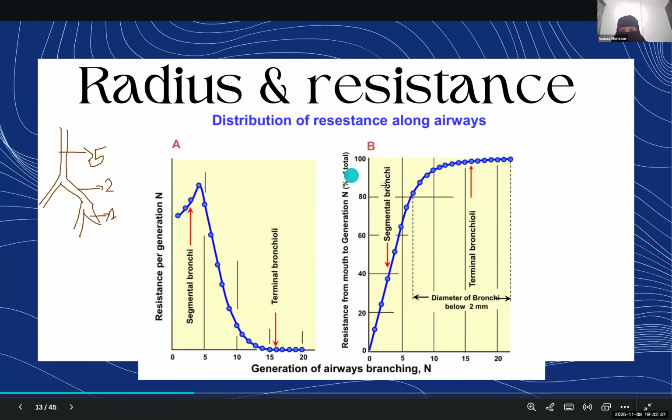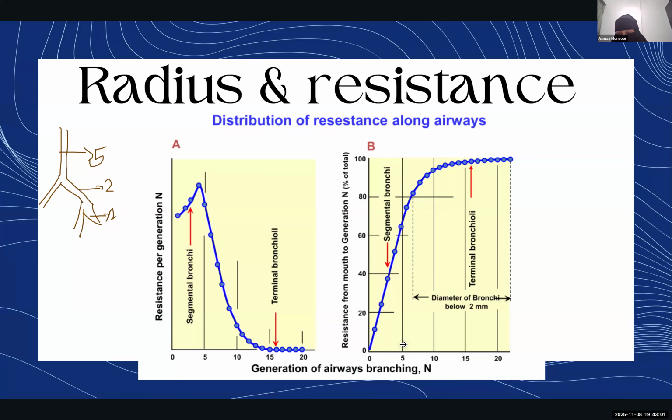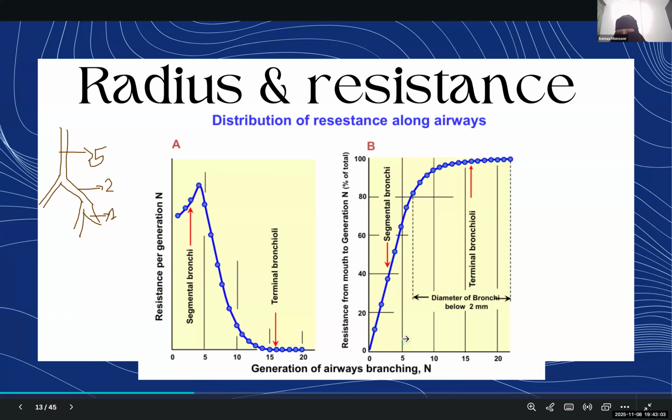Okay? And over here, as you can see, this is the next diagram. It's saying the same thing as the previous one. Over here, you can see the divisions of the bronchi, the 0th division and the 20th division, and you can see the resistance from them. Because of increased diameter in the lower respiratory tract, the resistance decreases. Yes, you're right.